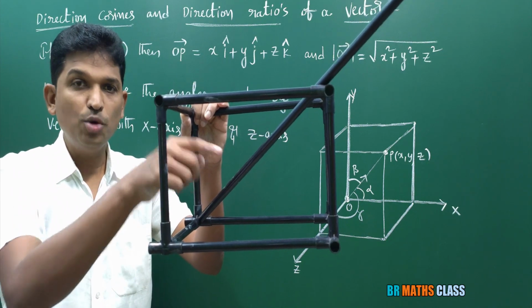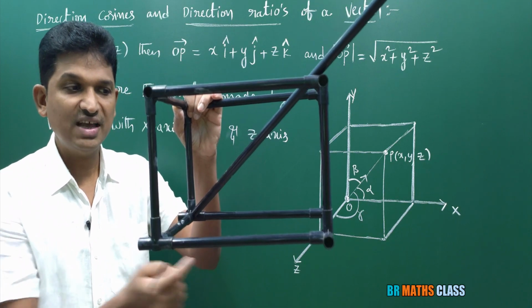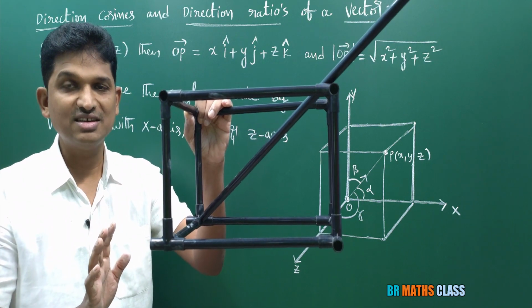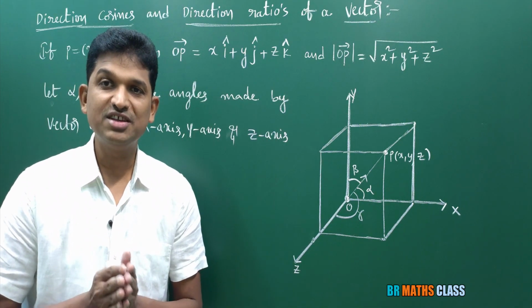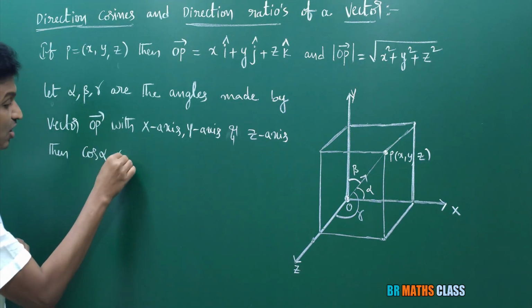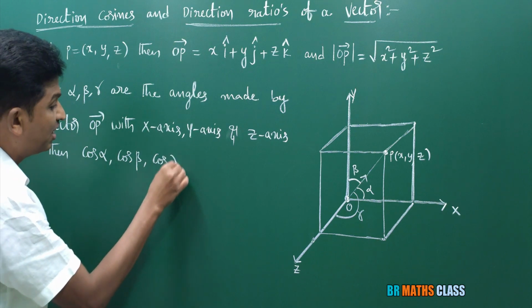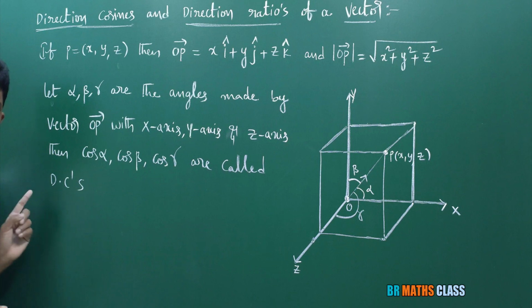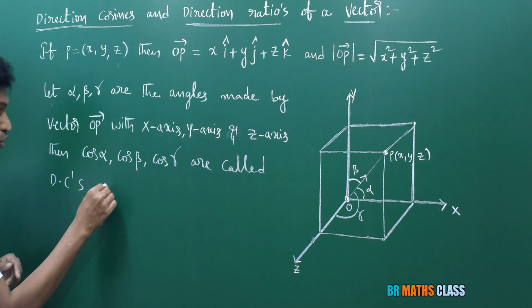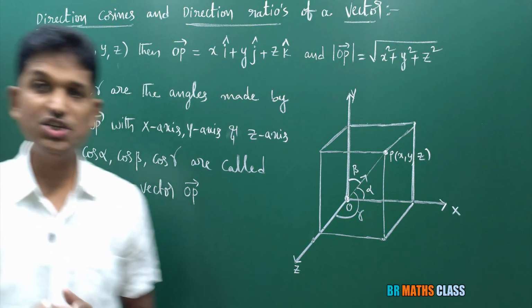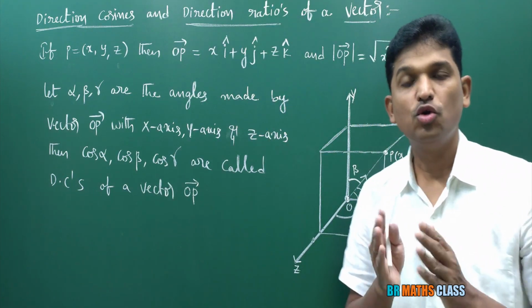OP bar makes an angle alpha with the x-axis, an angle beta with the y-axis, and an angle gamma with the z-axis. Then cos alpha, cos beta, cos gamma are called the direction cosines of the vector OP bar. This is the standard notation of direction cosines. This is the definition of direction cosines of a vector OP bar.